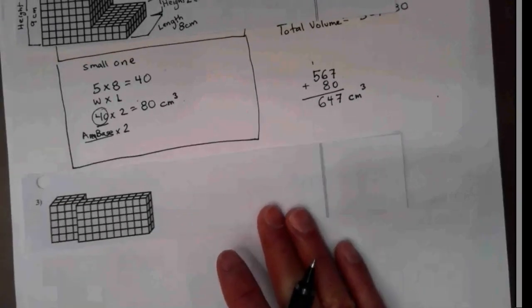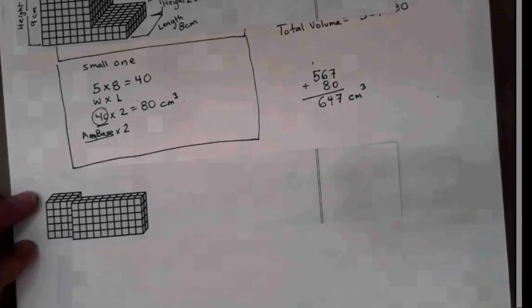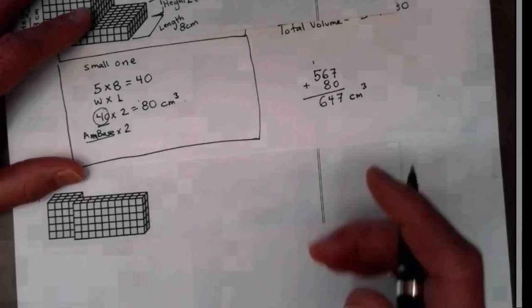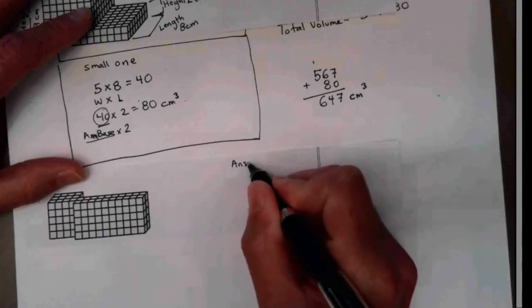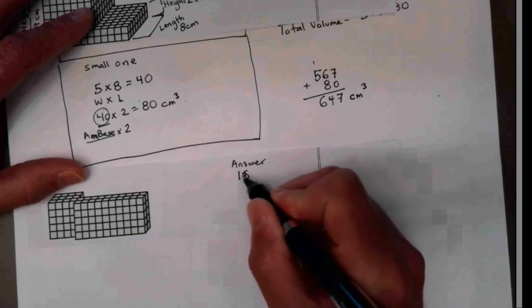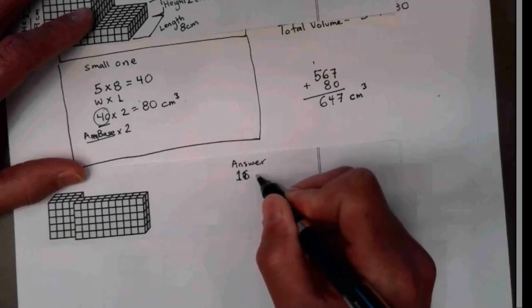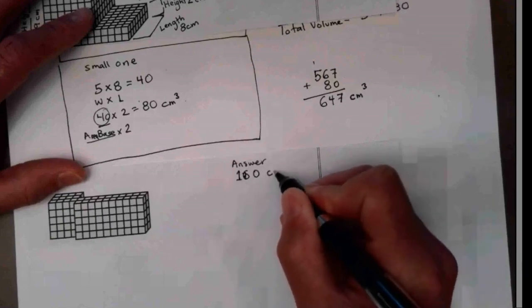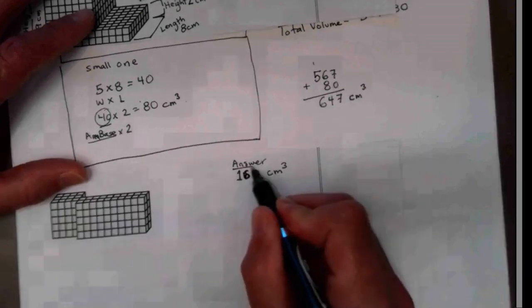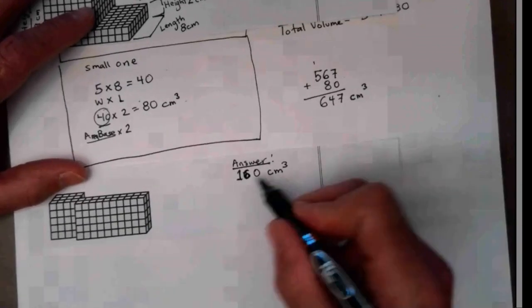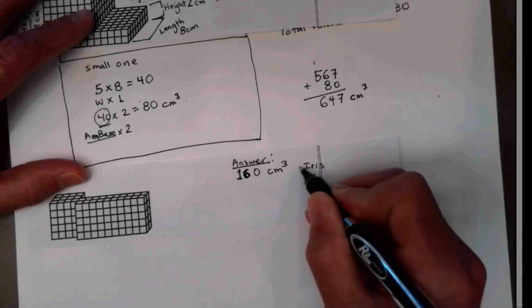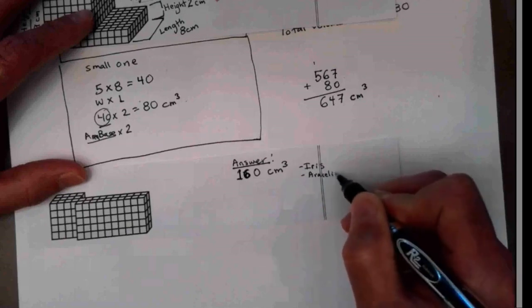Problem number 3. How did you solve it, Ida? I broke the figure into two pieces. Okay, but what was your answer? My answer was 160 centimeters. 167? 160. Oh, 160? Okay, 160 cubic centimeters. All right. Did anybody get a different answer? Who got the same answer? Can you state your name? Iris. Iris. Who else? Araceli. Araceli. Who else?